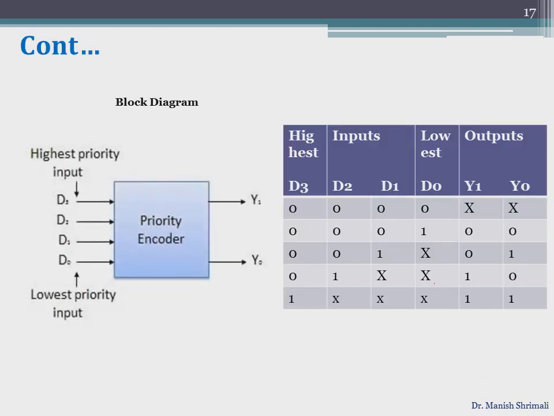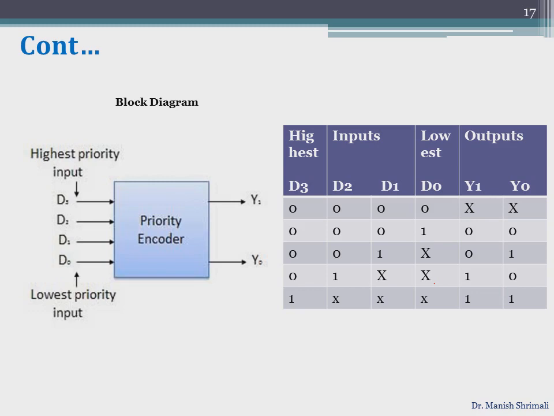Whatever we discuss right now will be more clear to you. As you can see in the block diagram, we have the priority encoder, and the D3 input has the highest priority, D0 has the lowest priority, and there are 2 outputs, Y1 and Y0. And this is the truth table of this priority encoder, in which we have the highest priority input D3, followed by D2, D1 and the lowest priority input D0, and finally the outputs Y1 and Y0.